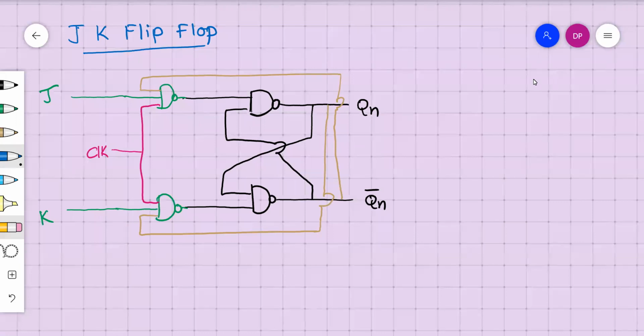Last class we discussed the SR latch and SR flip flop. Along with that, I told you about the D flip flop, and we derived its characteristic table and excitation table. Today we are going to learn the JK flip flop, and we will write its truth table, characteristic table, and excitation table.